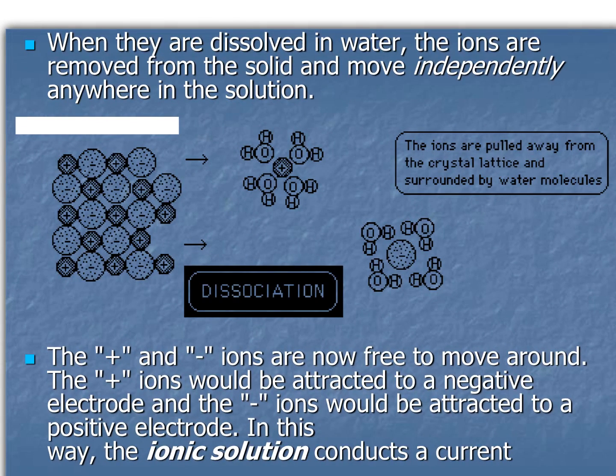So when they are dissolved in water, the ions are removed from the solid and move independently anywhere in the solution. So we start out with a solid where its ions are put into the water and they float off, being attracted to the polarity of the water. So the positive and minus ions are now free to move around. The positive ions are attracted to a negative electrode. The negative ions are attracted to a positive electrode where they transfer electrons, and therefore ionic solutions conduct a current.